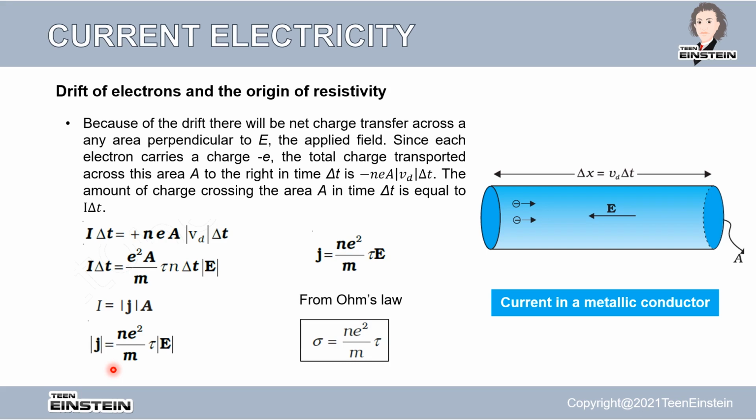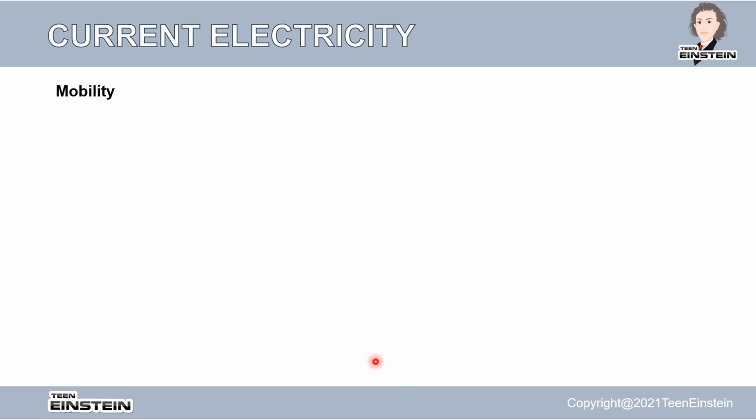So what we did in this case is we assumed a conductor with drift velocity of electrons v_d, and we substituted the values of current. We calculated the value of charge in a particular time delta t, and from this we related it with Ohm's law and derived an expression for the conductivity of this particular material. So it depends on the charge of the electrons, tau, the average collision time, and the mass of the electrons.